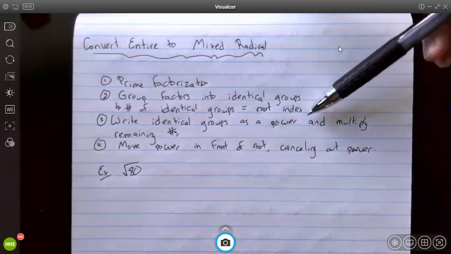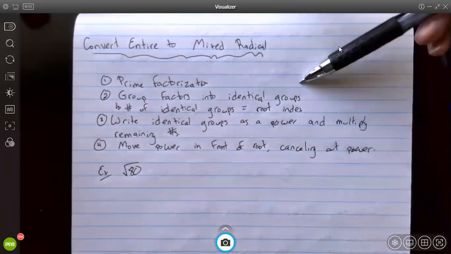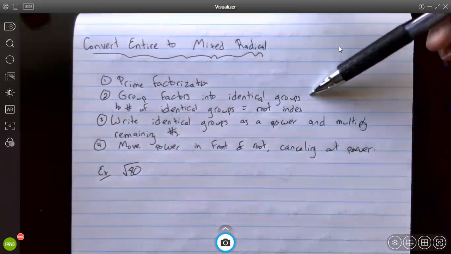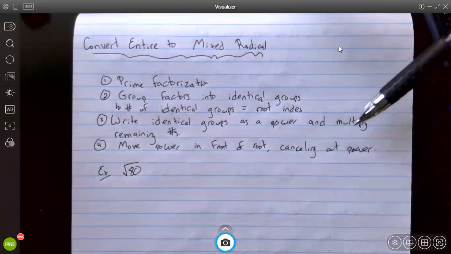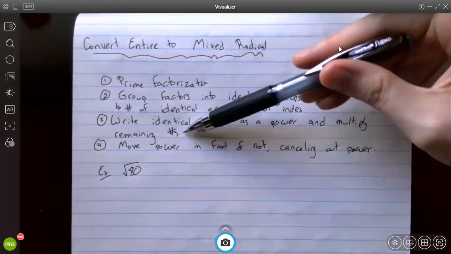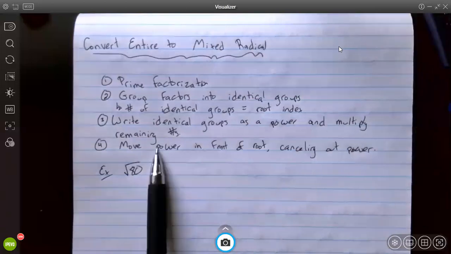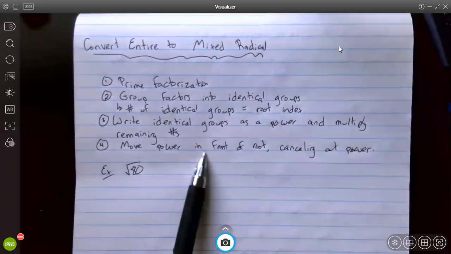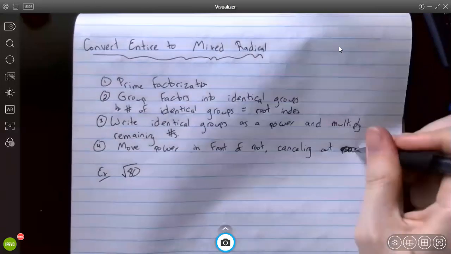Then you're going to write those identical groups as a power. So all of that is the exact same as how we solved perfect squares and perfect cubes using prime factorization. The only difference is that this time we're going to have some leftover numbers that don't fit into those identical groups. We're just going to multiply those extra numbers together. And then the power is going to get moved out in front of the root while we cancel out the exponent. I should say exponent.